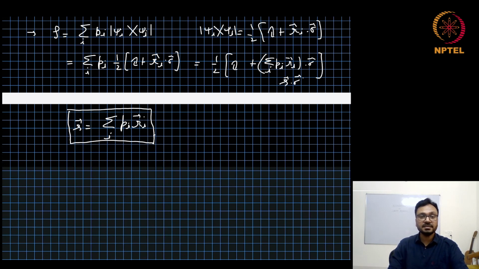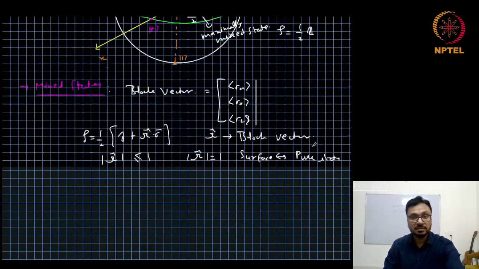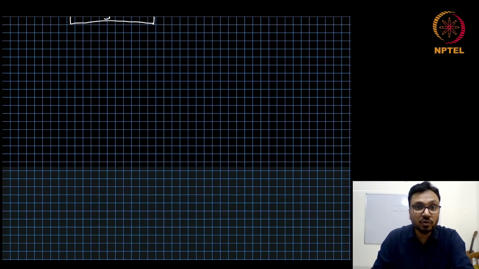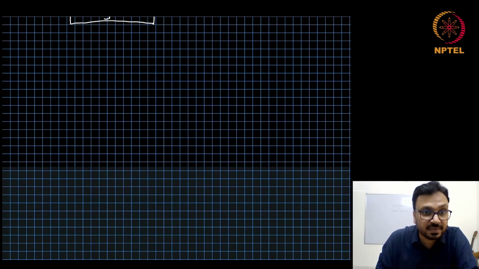So the preparation method, which was given in terms of the weights and the pure states, we can represent in terms of Bloch vectors: the Bloch vector of the density matrix should be a weighted sum of Bloch vectors of the corresponding pure states. Now, this is very interesting because here we can understand the non-unique decomposition of a density matrix.